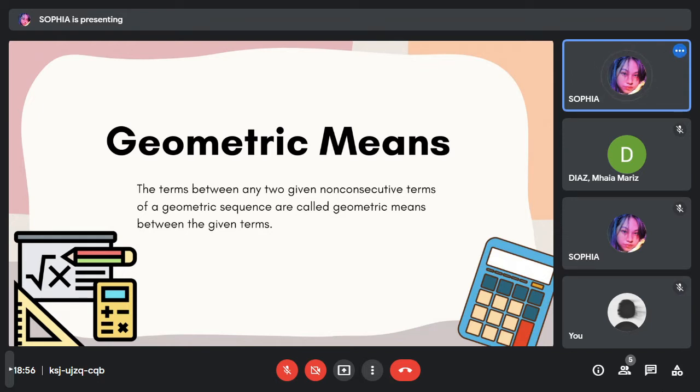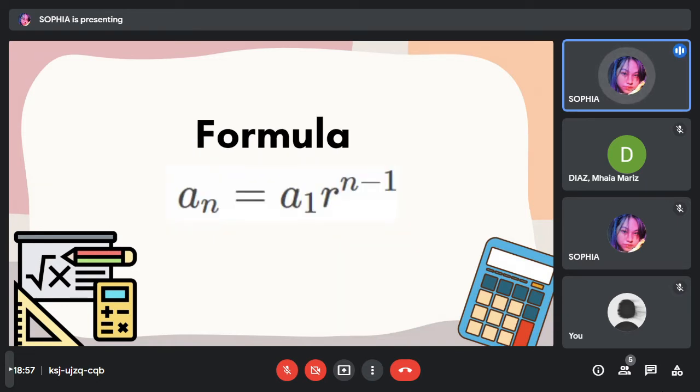given terms. In a geometric sequence, the terms are generated by repeatedly multiplying the common ratio to the first term. That's the difference from an arithmetic sequence, because in an arithmetic sequence, we repeatedly add the common difference to the first term. Now we need to know the formula for the geometric sequence. The formula is a sub n equals a sub 1 times r to the n minus 1 power. So how will we use this formula in a problem?